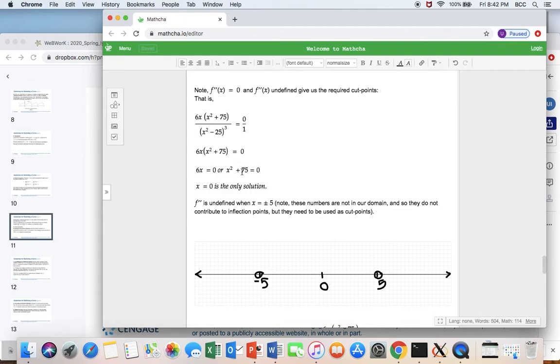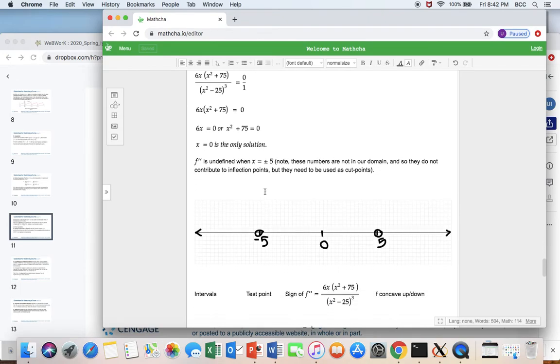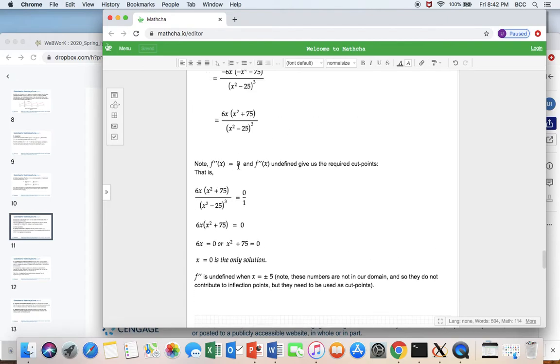Well, this part cannot happen because x squared is positive. At worst it's 0. Add 75, so the x squared plus 75 is well above 0. It's more than 0. Cannot be equal to 0. So this part cannot happen. Only this part can happen. So divide both sides by 6 to give me x equals 0 as the only solution. So that is the only solution to second derivative equals 0.